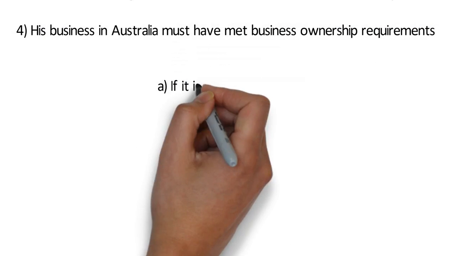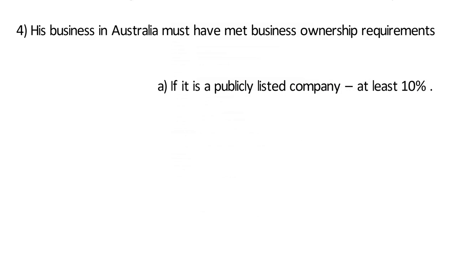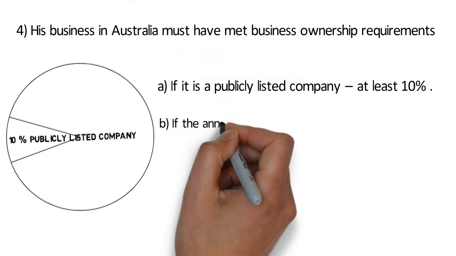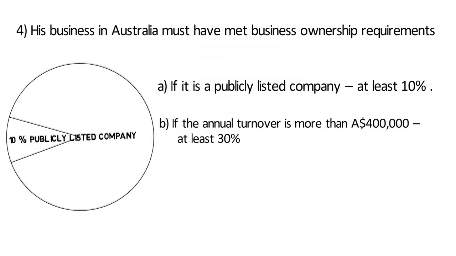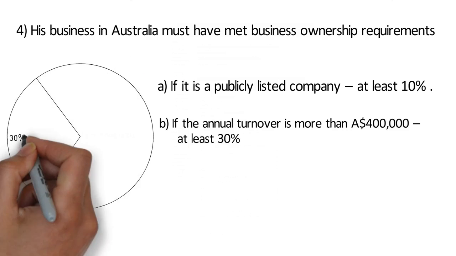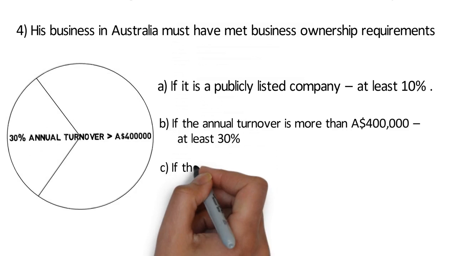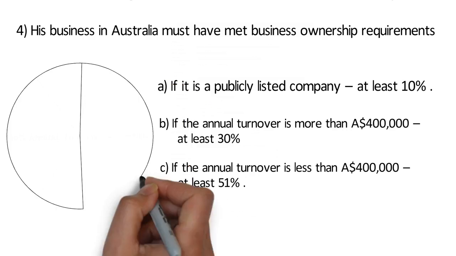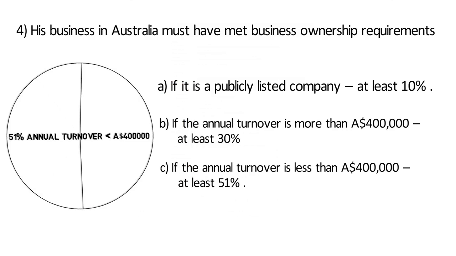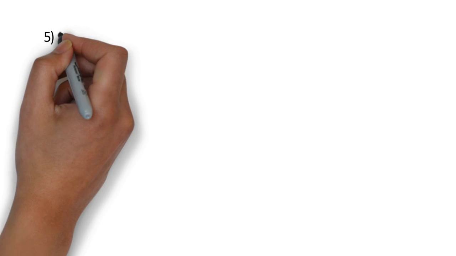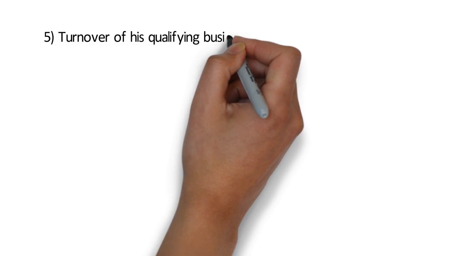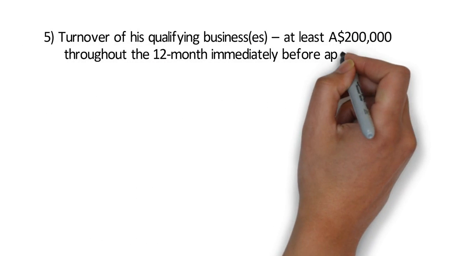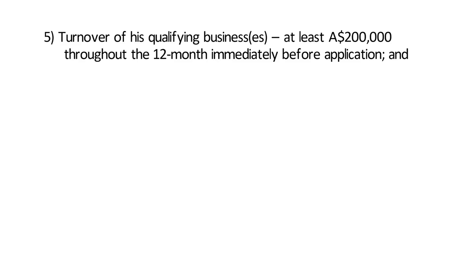A. If it is a publicly listed company, at least 10%. B. If the annual turnover is more than 400,000 Australian dollars, at least 30%. C. If the annual turnover is less than 400,000 Australian dollars, at least 51%. Number 5. Turnover of his qualifying businesses, at least Australian dollars 200,000 throughout the 12 months immediately before application.